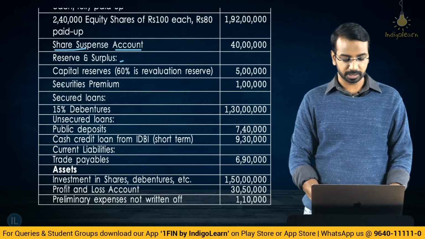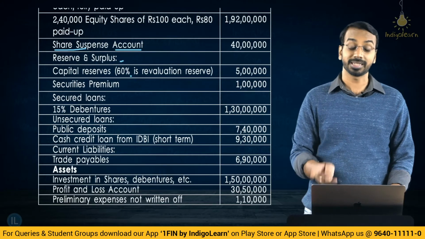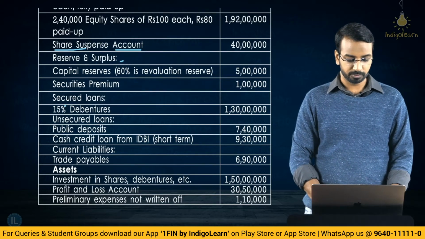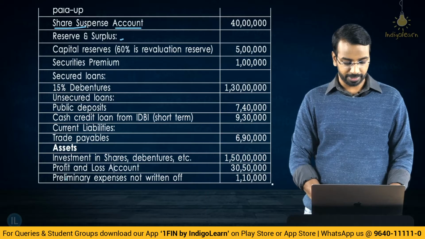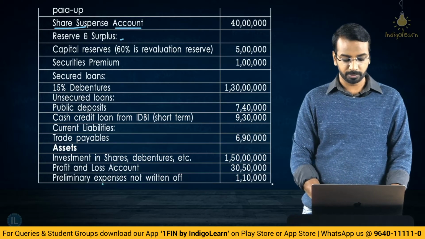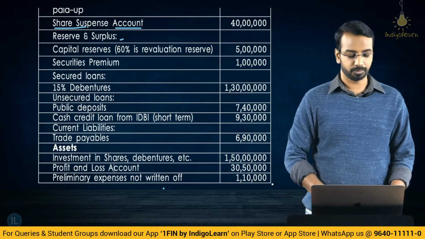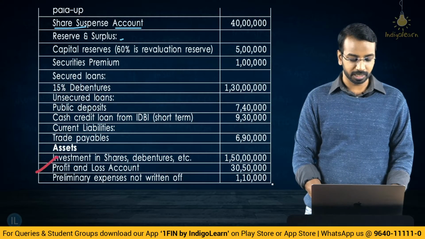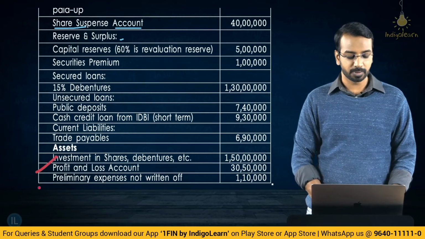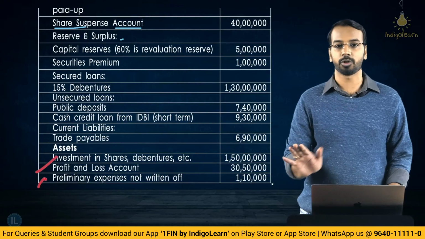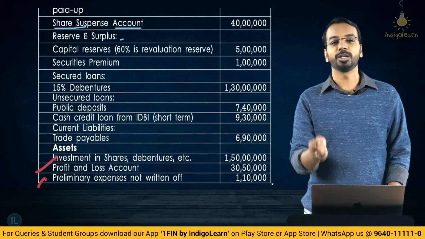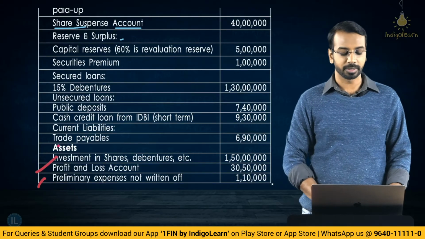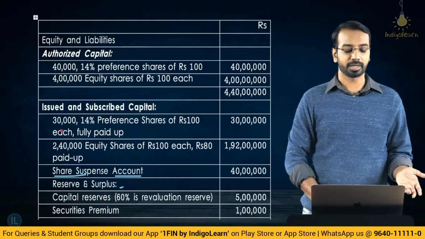Then reserves and surplus, capital reserve, of which 60% is revaluation reserve. Then securities premium, you have loans, unsecured loan, public deposit, cash credit loan, current liabilities, trade payables, and you have assets. Investment in shares, debentures, P&L account, preliminary expenses not written off. Now generally speaking, this P&L item will be a negative item on the liability side, and this preliminary expenses will have to be written off. Okay, there you will not get a balance sheet where preliminary expenses have not been written off, because then it will be a non-compliance with the accounting standards, right? But these are maybe ledger balances is what you can consider, right?